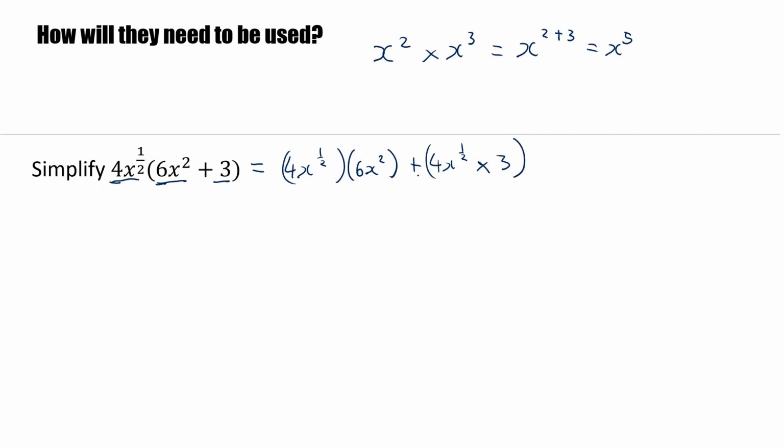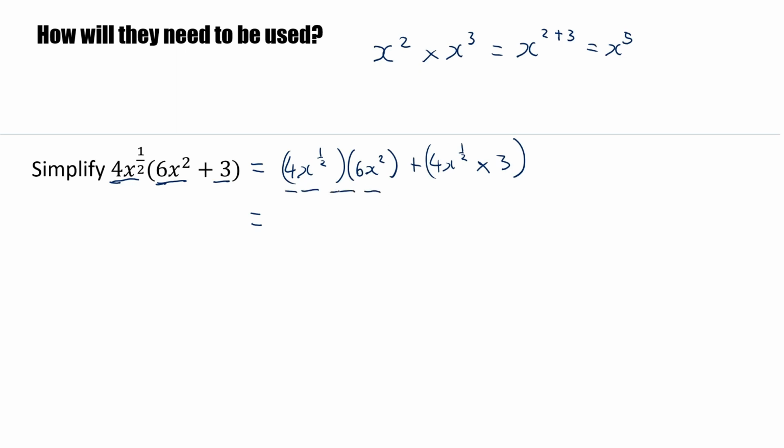But yeah, there's more efficient ways I could have written that. Okay, then we can actually start to simplify these two things, as I said, separating out the numbers from the algebra. The reason this works is because we've got 4 times x to the power of a half, and then we're multiplying that by 6x squared.